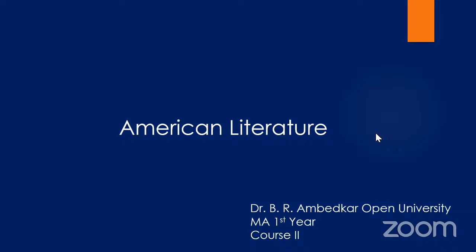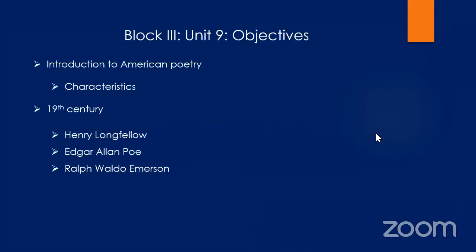Okay, let's just move on to today's class then. From a course book perspective, we are in block 3, unit 9. The objectives of this unit are to first talk a little bit on general characteristics of American poetry, especially in the 19th century, and then talk about a few poets of this century. Then we will move on to Whitman and Dickinson, who we will talk about in a little bit more detail than the other poets.